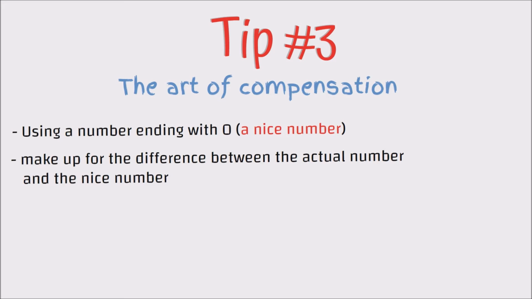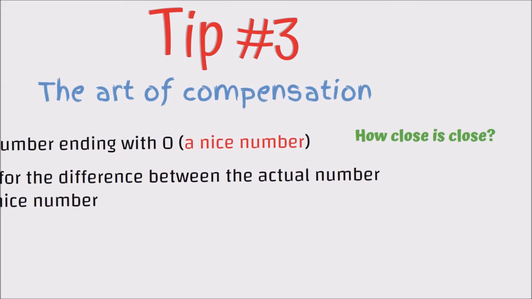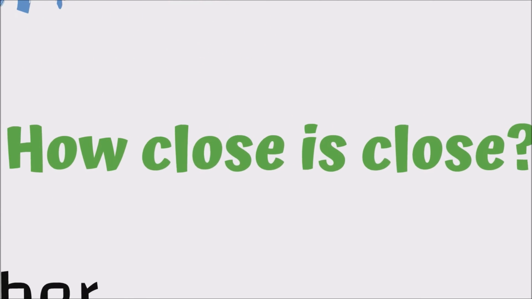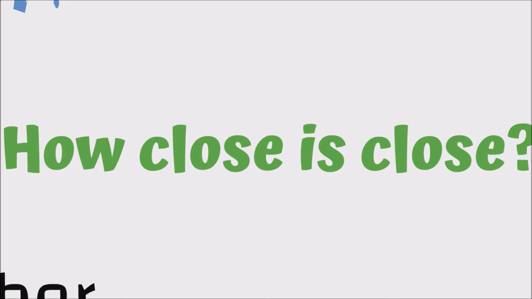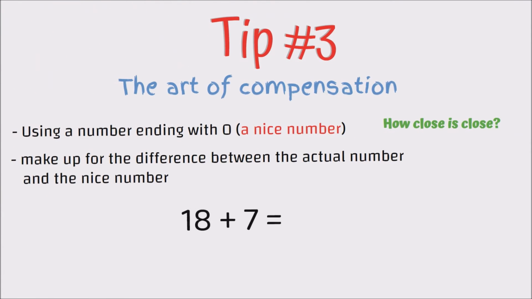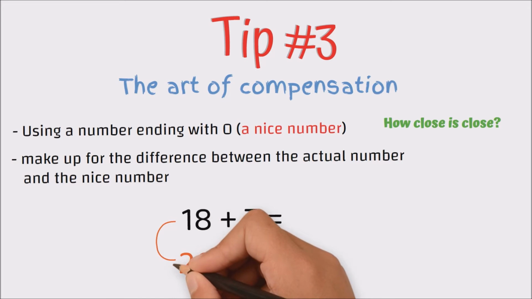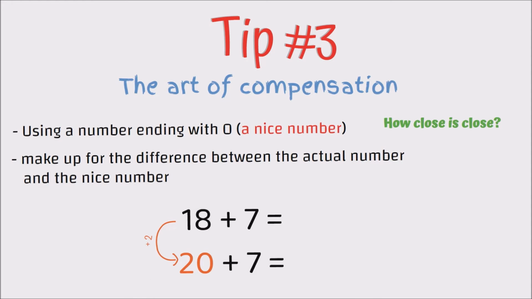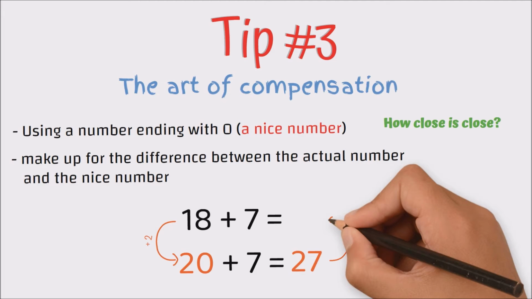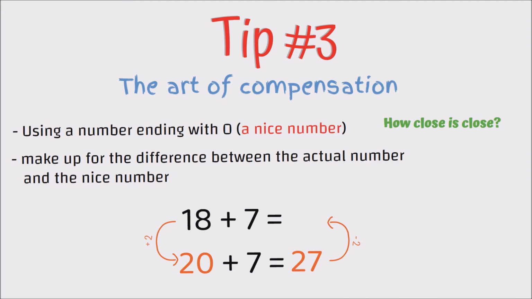Now, a question you might have is, how close is close? Well, that is actually determined by you and what you feel most comfortable with. So let's try a couple examples. Number 1, 18 plus 7. In this case, 18 is very close to 20. That would be our nice number. So instead of trying to add 18 plus 7, we instead would add 20 plus 7 to give 27. But because we added 2 to get 20, we have to subtract it again, and 27 minus 2 is 25.